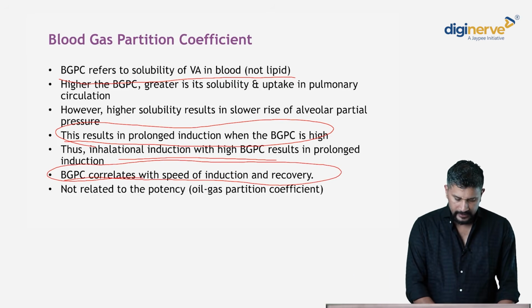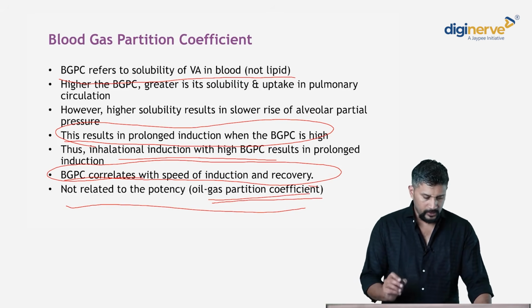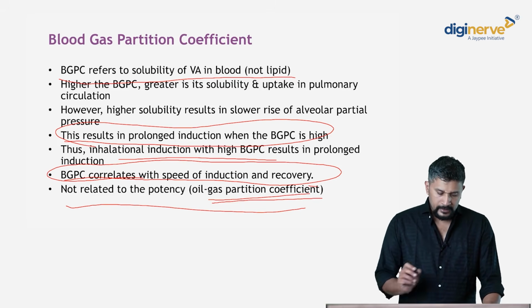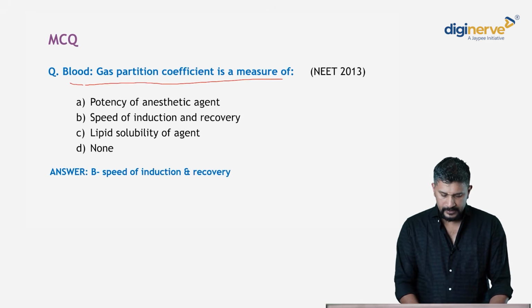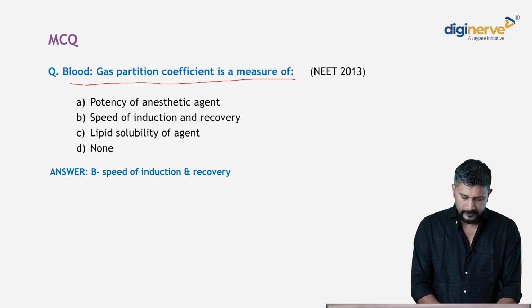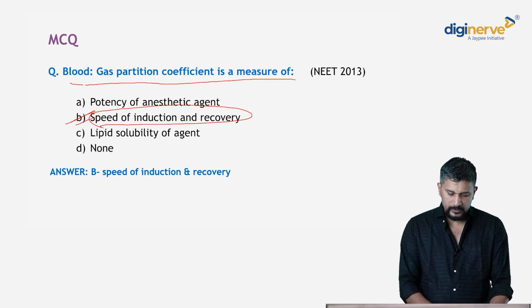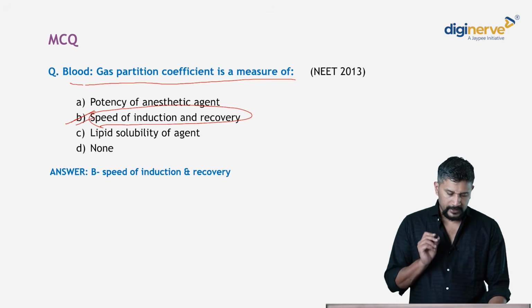It is not related to the potency of the agent, for which your oil gas partition coefficient is the one which correlates with the potency of your volatile anesthetic agents. So I think we can answer this question now. Blood gas partition coefficient is a measure therefore of the speed of induction and recovery. It has nothing to do with the potency of the anesthetic agent or the lipid solubility of the anesthetic agent.